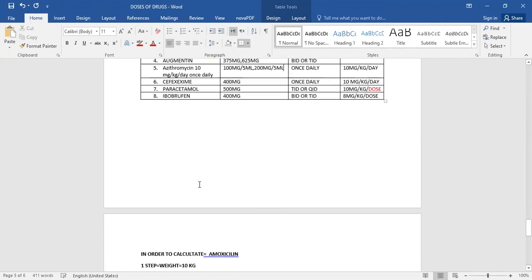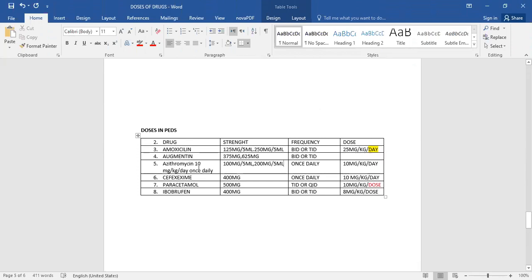If the child's weight is 10 kg, how much azithromycin will he require per day? 10 into 10, which is 100. Is azithromycin given once daily or twice? Once daily. So the dose will be 100 milligram per day. If you are using the 100 per 5 ml strength, you will tell the patient to take 5 ml once daily. But if the pharmacist says I have the 200 strength, then you will give 2.5 ml per day.